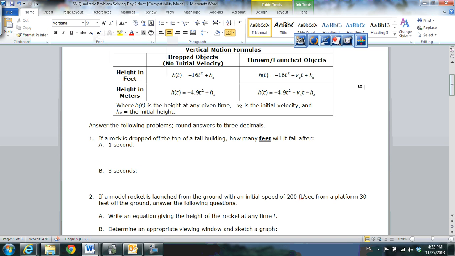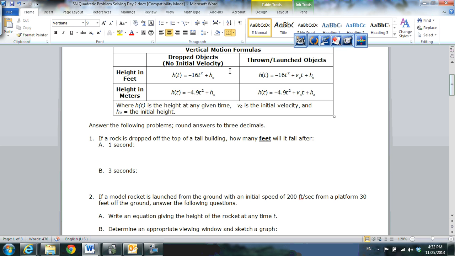Today is quadratic problem solving day 2. It just kind of builds upon the stuff we did the other day. You don't necessarily have to be an expert at that to be able to do this. It just might be beneficial to be able to kind of wrap our heads around it.